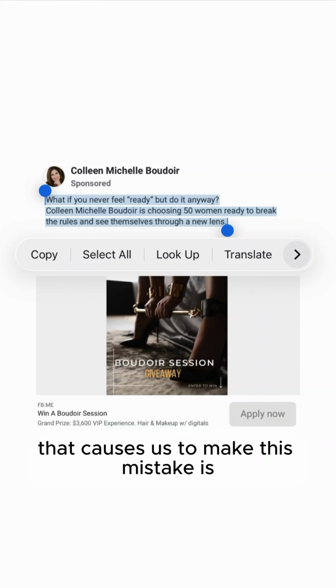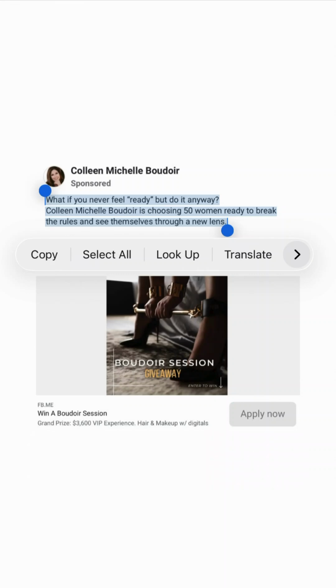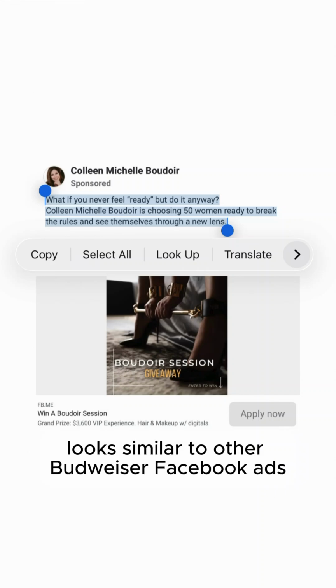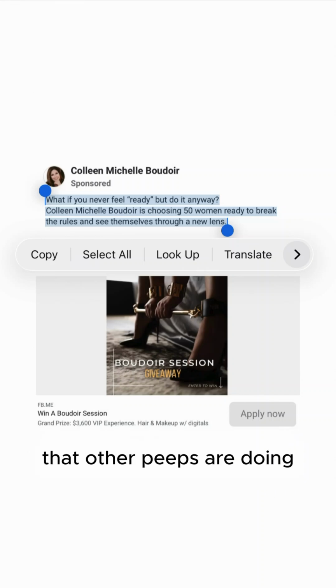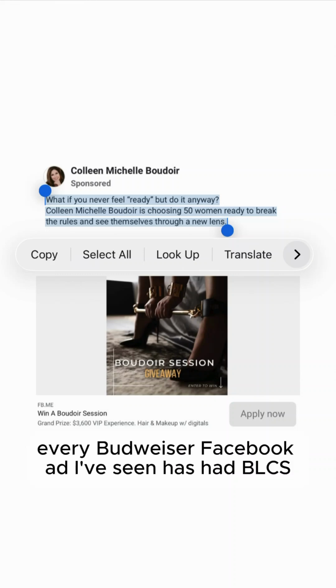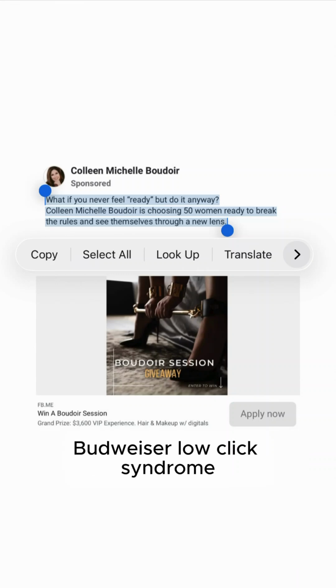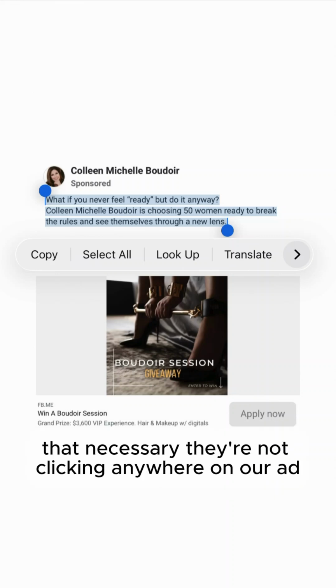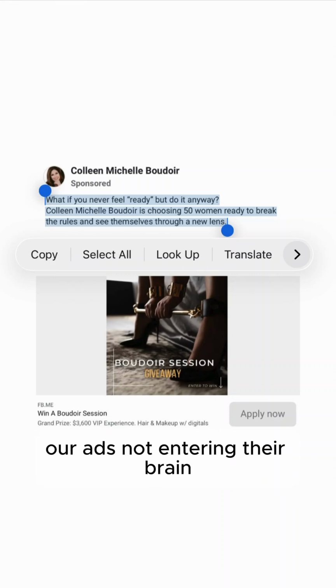The false belief that causes us to make this mistake is, well, seems like the ad's working good enough. Looks similar to other boudoir Facebook ads, what other peeps are doing, so everyone can't be wrong, can they? Well, every boudoir Facebook ad I've seen has had BLCS, boudoir low click syndrome. So the consequence of this is way more women scrolling by our boudoir Facebook ad than necessary. They're not clicking anywhere on our ad. Our ad's not entering their brain.